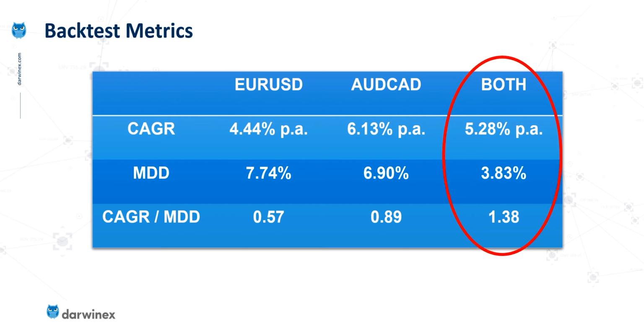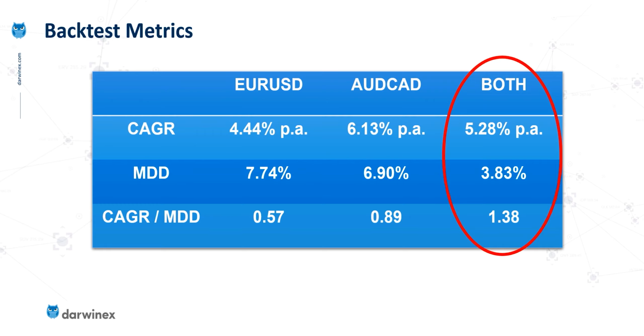And this is the value of diversification. We've taken two separate assets. By combining them into a portfolio, we've reduced the level of risk and we've improved the reward to risk ratio.